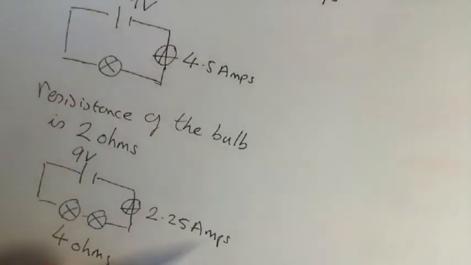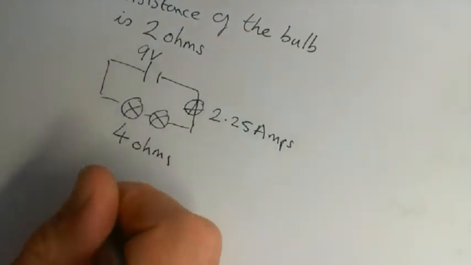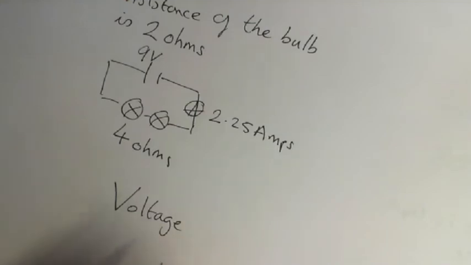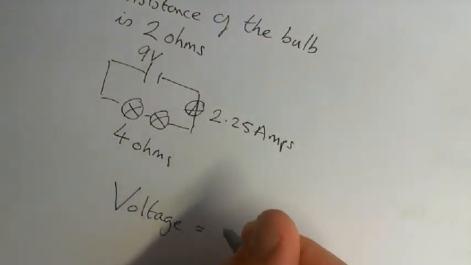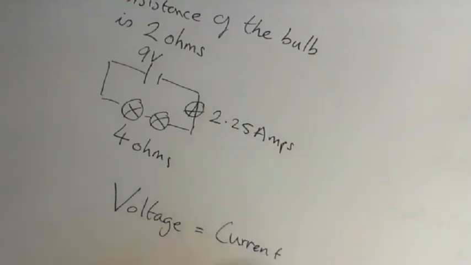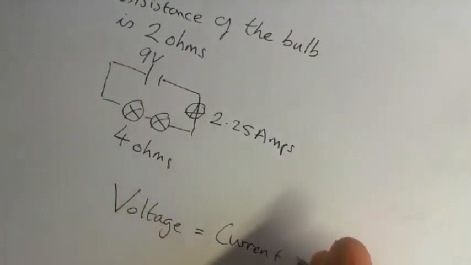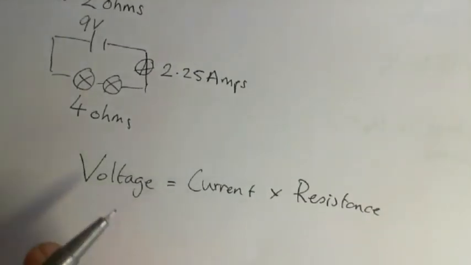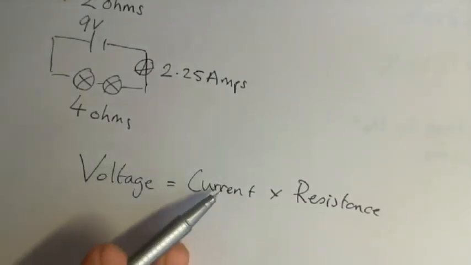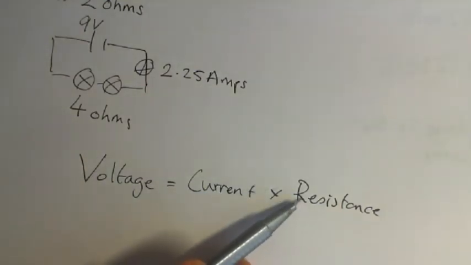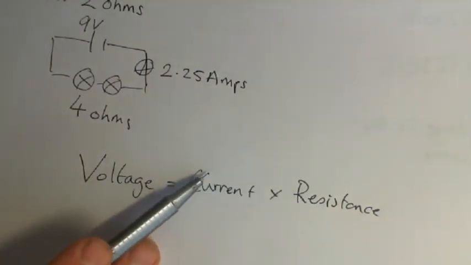And we can write that in a formula. We can say voltage, so that's how much energy you put in per unit charge, equals current, so that's how fast and how many electrons are flowing, times resistance. Because what I'm saying is that the more energy I give them, the more current I will get. But the harder it is for the electricity to flow, the less current I'll get.